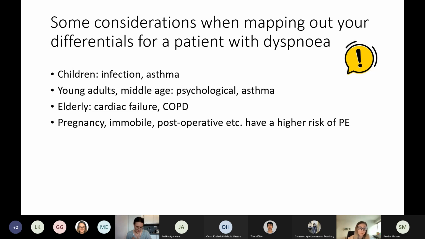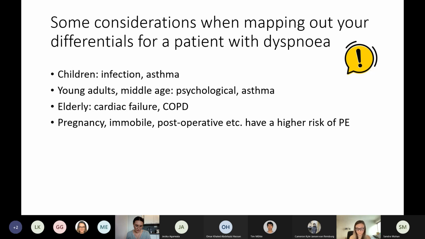Yeah, that's true. And I just want to say about anxiety, which we mentioned previously as a potential cause of dyspnea. Anxiety is always a diagnosis of exclusion. You conclude with anxiety when you have ruled out any other organic cause of dyspnea.